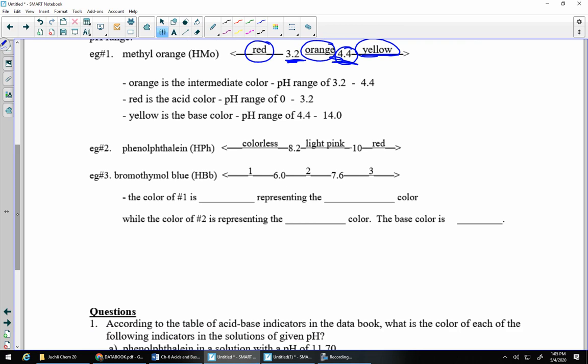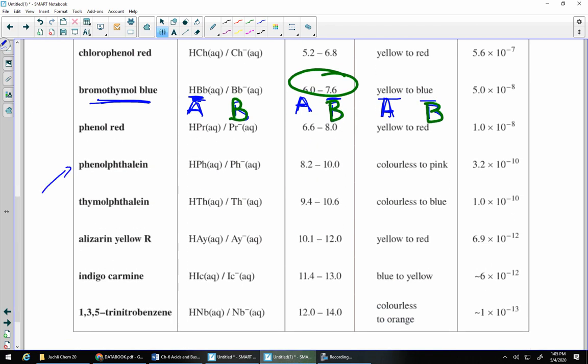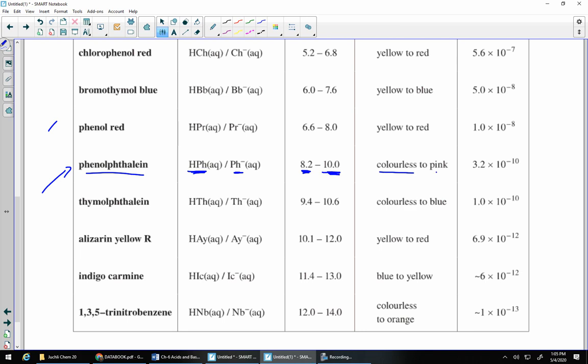The second one, phenolphthalein. Let's just look at our data booklet here. Phenolphthalein is way down here. It is for typically stronger bases. Let me clean up all this other stuff so we can really focus on phenolphthalein. Okay, so phenolphthalein, in its more acidic form, which is anything with a pH less than 8.2, is going to be colorless. In its basic form, which in this case is anything with a pH of greater than 10, it's going to turn pink. And then in the middle, it's going to be very faint pink.